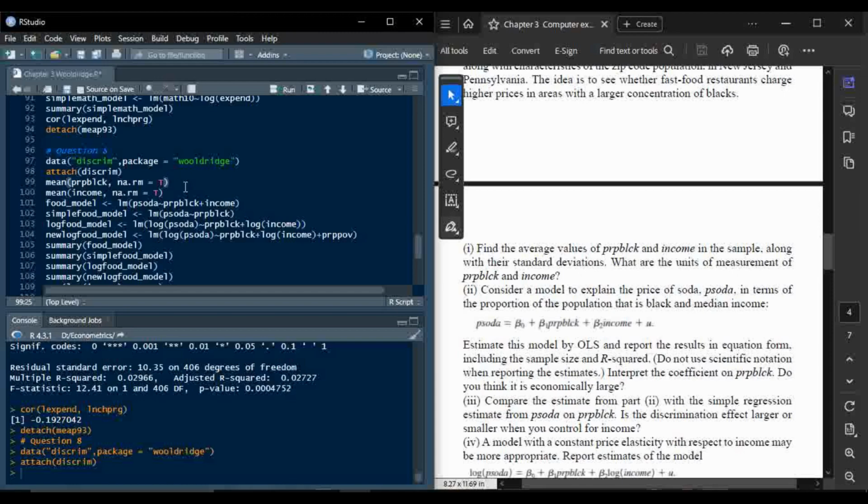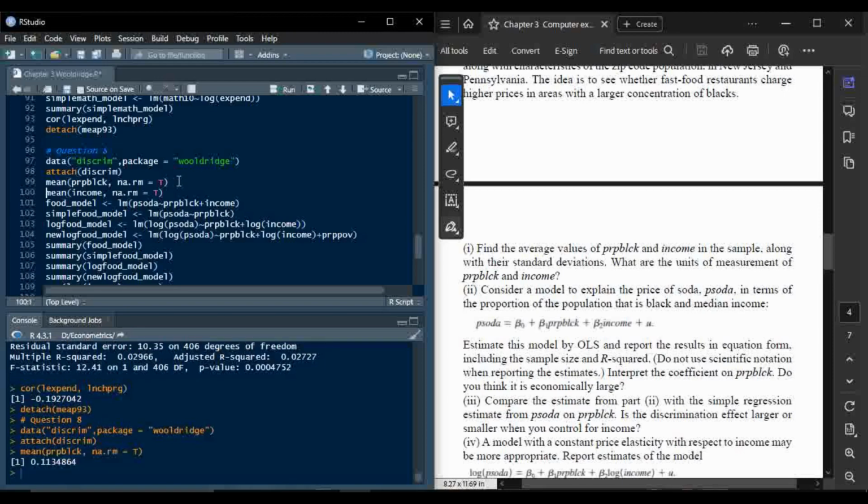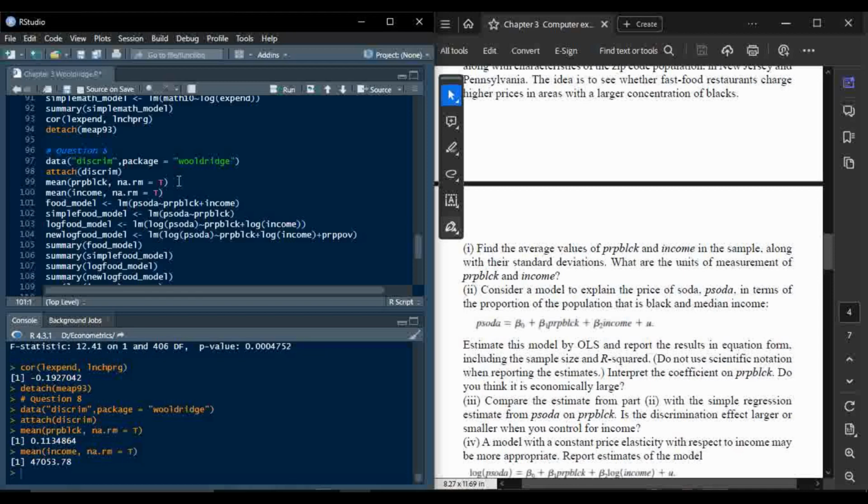So first calculate the mean of this data column named proportion black, and while calculating the mean there are some NA values in the column. So you can use this parameter: set na.rm equals to T. You can either type the whole word TRUE or simply the alphabet T is enough. Press Ctrl plus Enter, and then we also have to calculate the mean of income. So what we get here: the average proportion of black is 0.113.